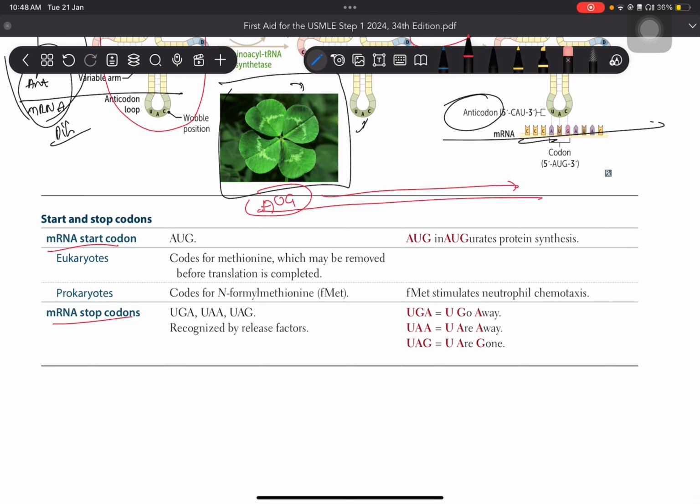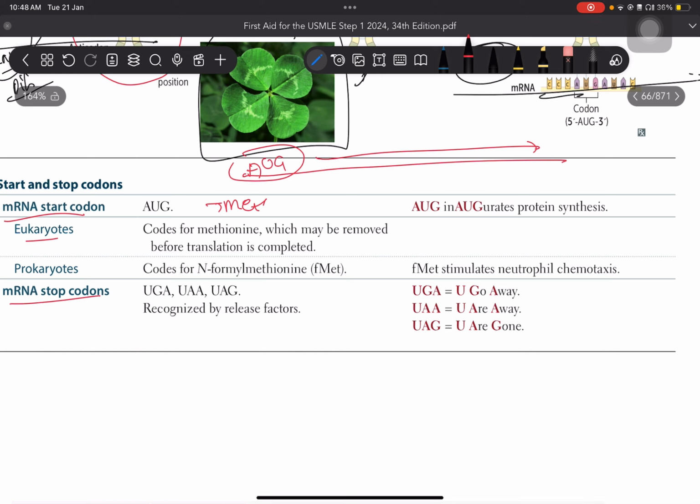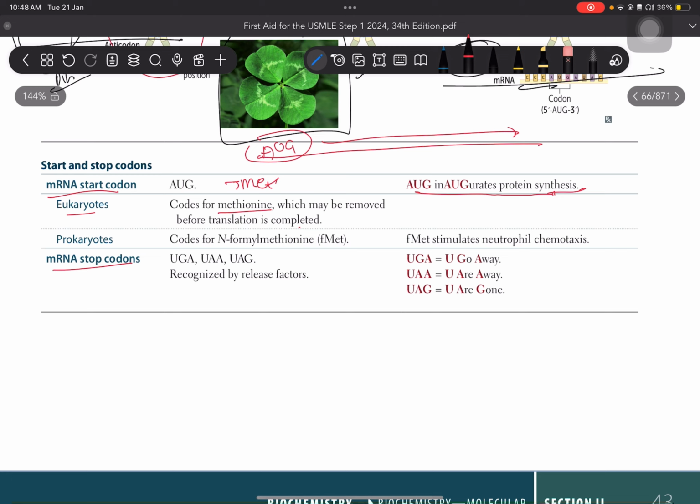What is AUG? It codes for methionine in eukaryotes, which can be removed before translation is completed. It is not necessary to remove this methionine; it might or might not be removed, based on the function of the protein that is necessitated. In prokaryotes it codes for N-formyl methionine. Formyl methionine stimulates neutrophil chemotaxis.